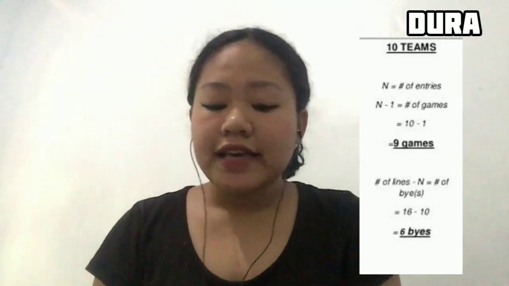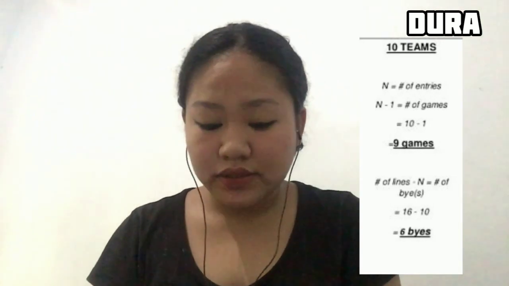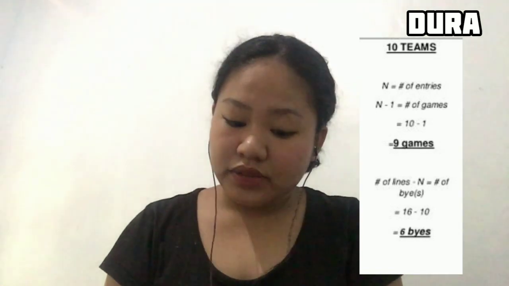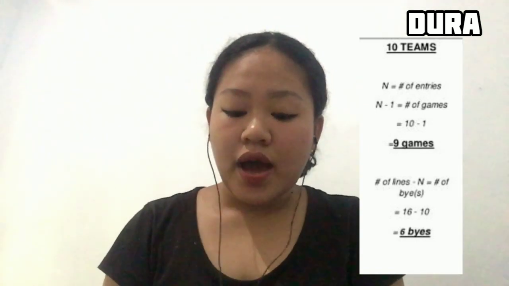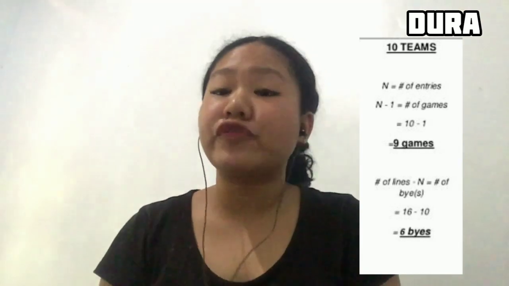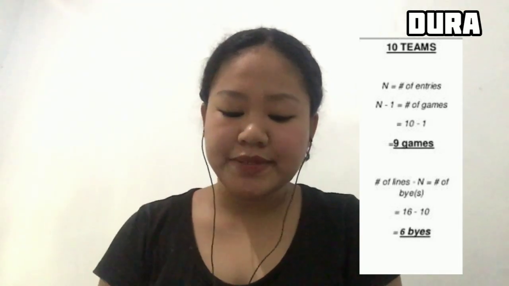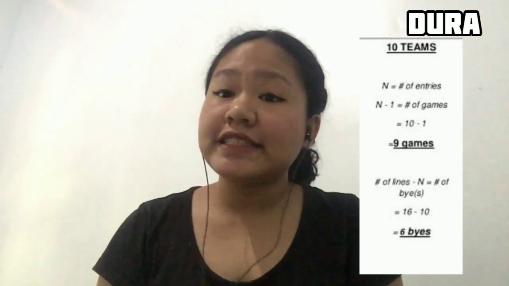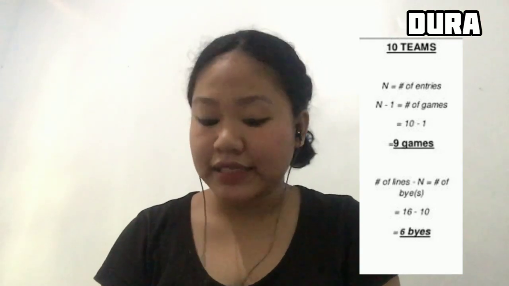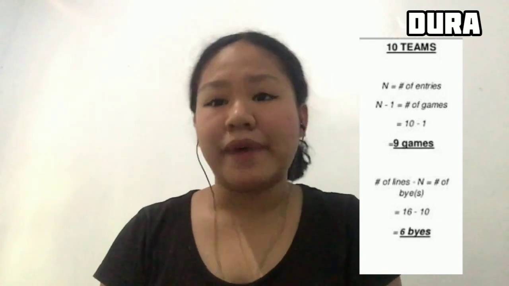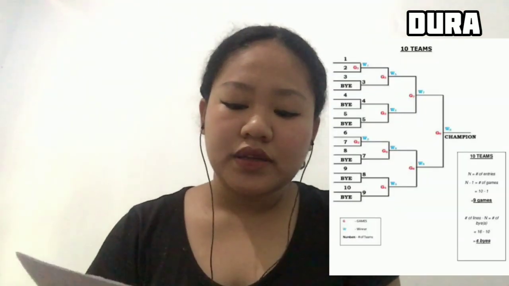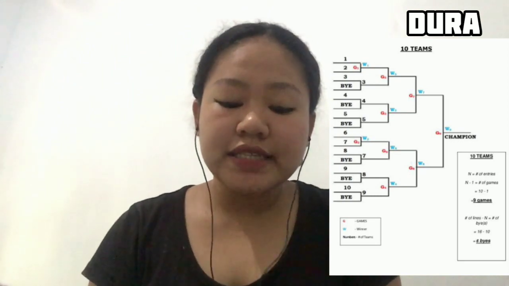For example, single elimination 10-team edition. N is equal to 10 minus 1 equals 9. To get the byes, you need to subtract the number of entries from the power of 2. For example, 16 minus the number of entries, 10, is equal to 6 byes. As a result, in this single elimination 10-team edition, there will be 6 byes.